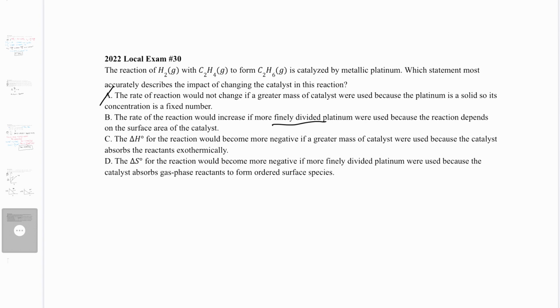So B makes sense. C and D, the delta H and delta S, you don't even have to read the rest of those answer choices because delta H and delta S represent your change in enthalpy and your change in entropy. Those are thermodynamic terms. And remember, you're not really supposed to combine thermodynamics and kinetics. So C and D are wrong. And so B is the right answer. And that was the entire kinetics section of the 2022 USNCO local exam.